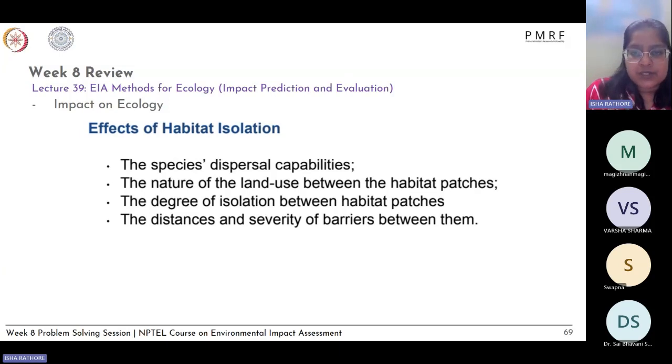Then the effects of habitat isolation. Habitat isolation affects the species dispersal capabilities. The nature of the land use between the habitat patches is affected. The degree of isolation between habitat patches increases, and the distances and severity of the barriers between them are also affected. So you need to address these in your EIA reports as well.